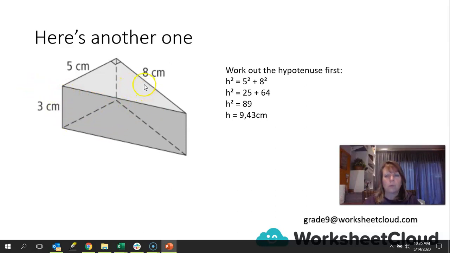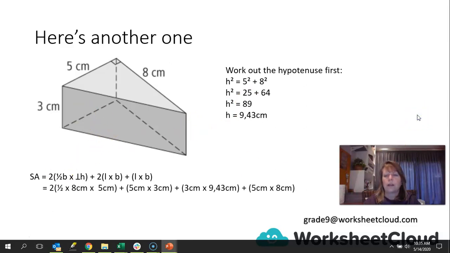We can work out what that area is because that is 3, and then we can work out that surface area there. Okay, so 2 times half of the base times the perpendicular height, which would be 8 times 5, and then we're going to add on 2L times B and 1 times B. L times B. Okay, so let's carry on. That one is actually wrong because this is a scalene triangle. So it's not 2L times B. Okay, anyway, let's go on.